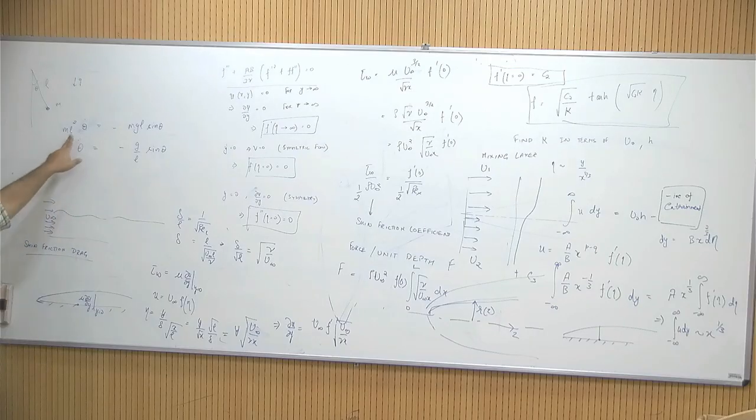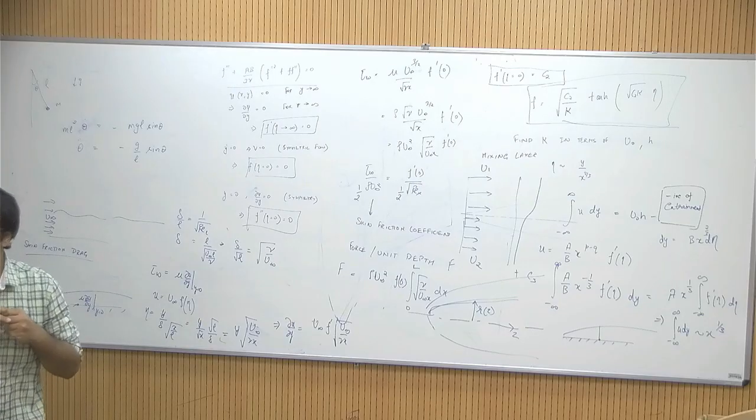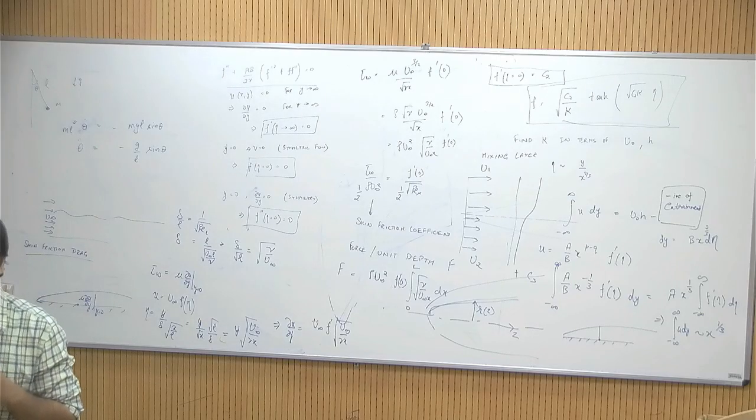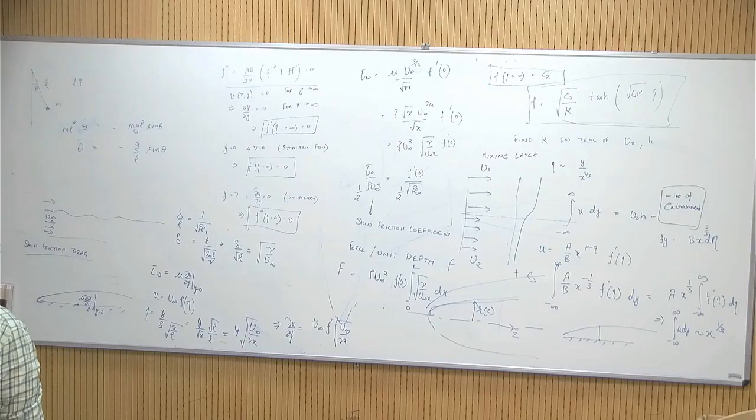How many solutions do you know? How many static solutions? So when I say solutions, I mean how many static solutions do you know of this equation? Steady solutions. How many steady solutions do you know of this equation? How many steady solutions are possible for this equation? If you have a pendulum, how many steady solutions do we have?